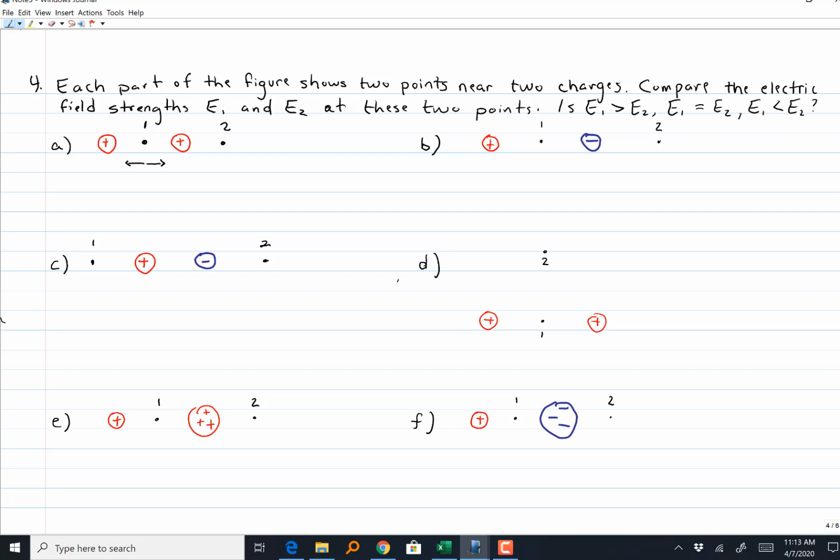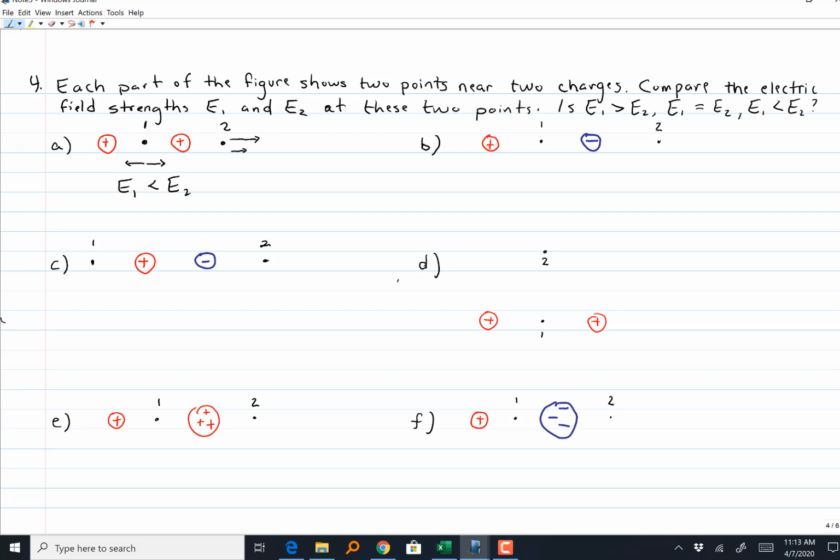At 2, on the other hand, both charges are going to be pointing away, so I'm going to have two different electric field vectors that are pointing to the right, which have different magnitudes because one charge is closer to point 2 than the other, but either way they're going to be adding together. And so this is telling me that the electric field at 1 is less than the electric field at 2.